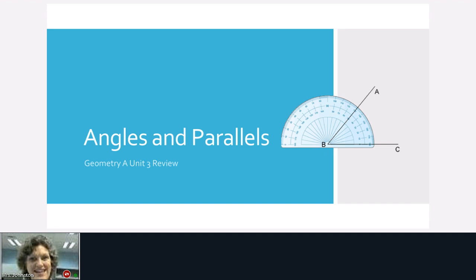This unit is called Angles and Parallels, and as you might imagine from that title, you learned a lot about different kinds of angles, how to name them, how to measure them, how to calculate them. You also learned how to work with parallel lines and transversals that create a lot of angles. This review won't cover everything we talked about in this unit, but it will cover those things that you need to know for the test. So pay close attention and take some notes.